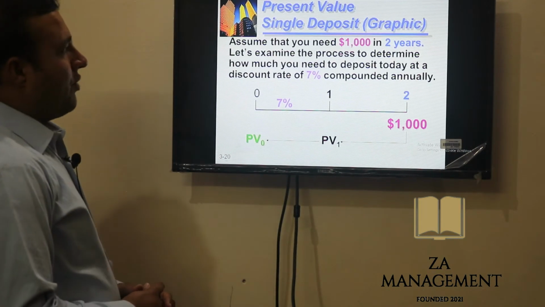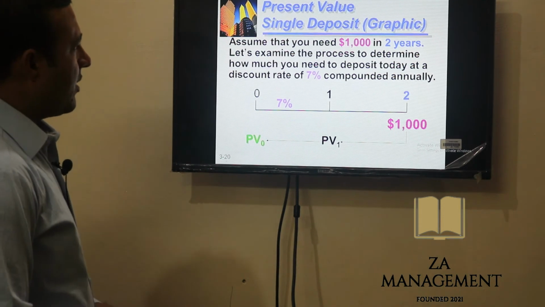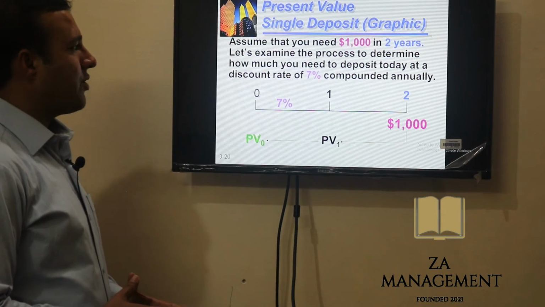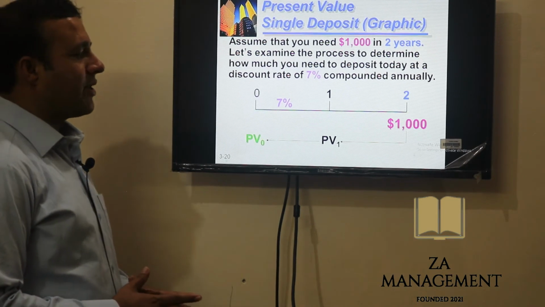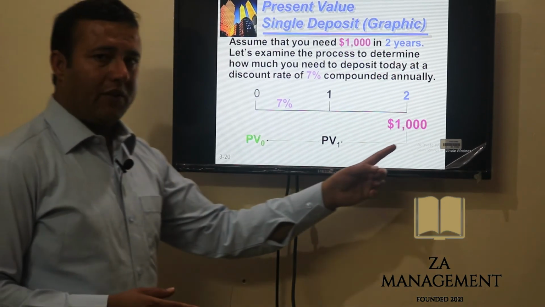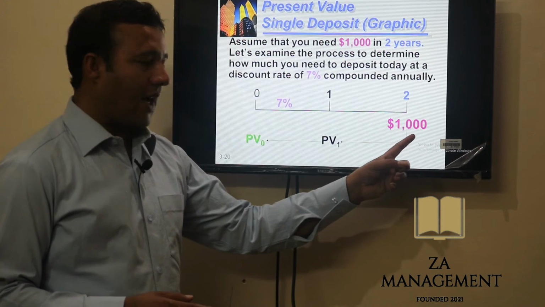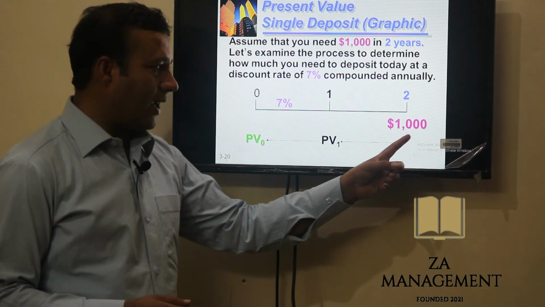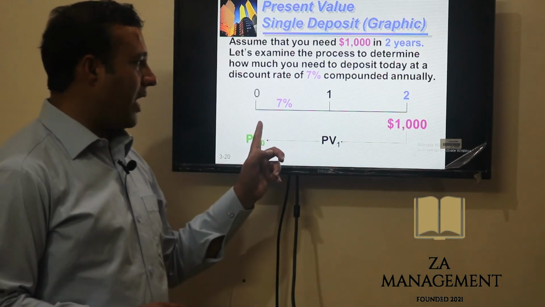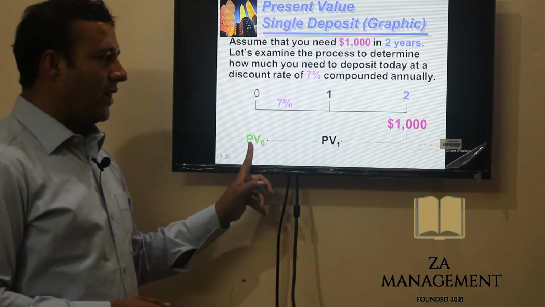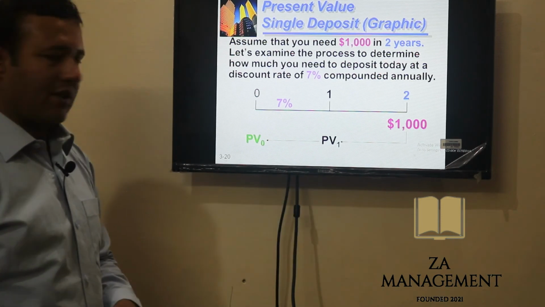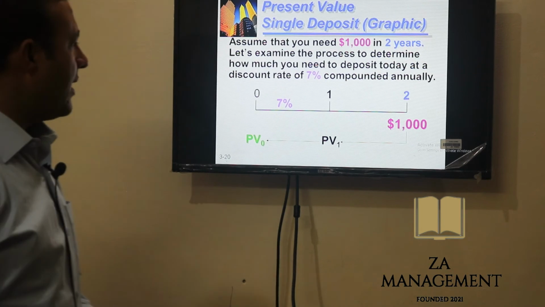Assume that you need 10,000 in 2 years. Let's examine the process to determine how much you need to deposit today at a discount rate of 7% compounded annually. Here we have the opposite way. You are given a future value after year number 2, that is 10,000 in this case, and you are asked to calculate the present worth of this amount today. So that is called present value. If the interest rate or discount rate is 7%, you have to discount it by 7%.